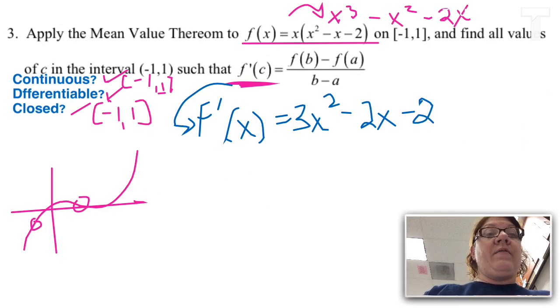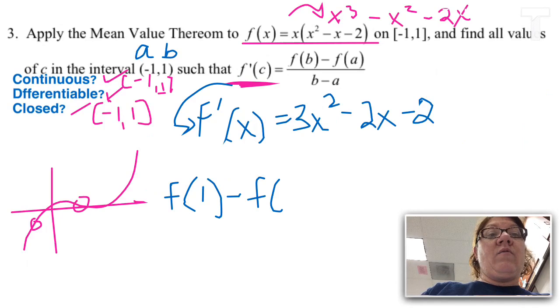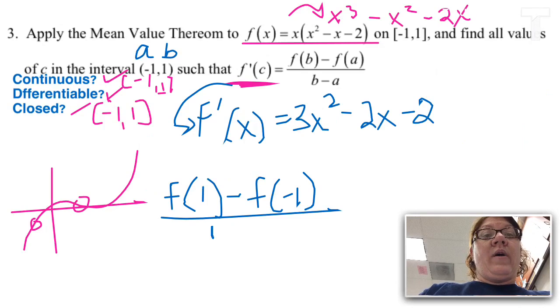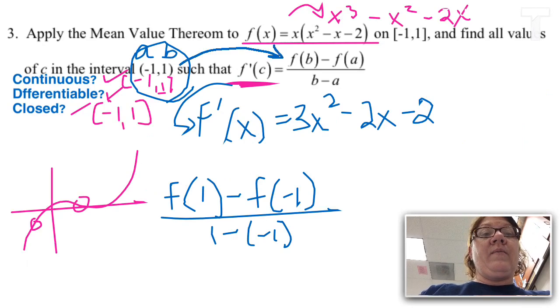And then I want to find f of b minus f of a over b minus a. So I got to stop long enough to do f of b. So f of this is b and this is a. So f of 1 minus f of negative 1 over 1 minus negative 1. Right? So all I'm doing is just plugging these numbers directly into that formula.